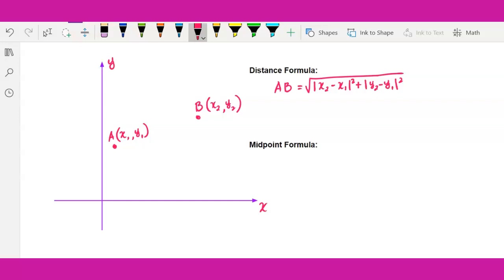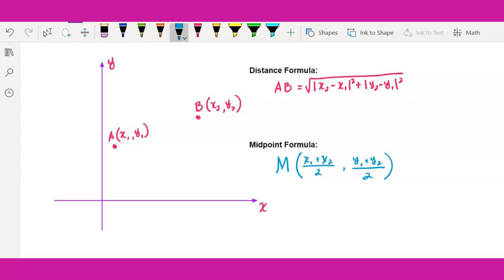Now, the midpoint M will have the coordinates x1 plus x2 over 2, the average of the x coordinates, comma, and the y coordinate is going to be y1 plus y2 over 2. So take note of these two formulas.